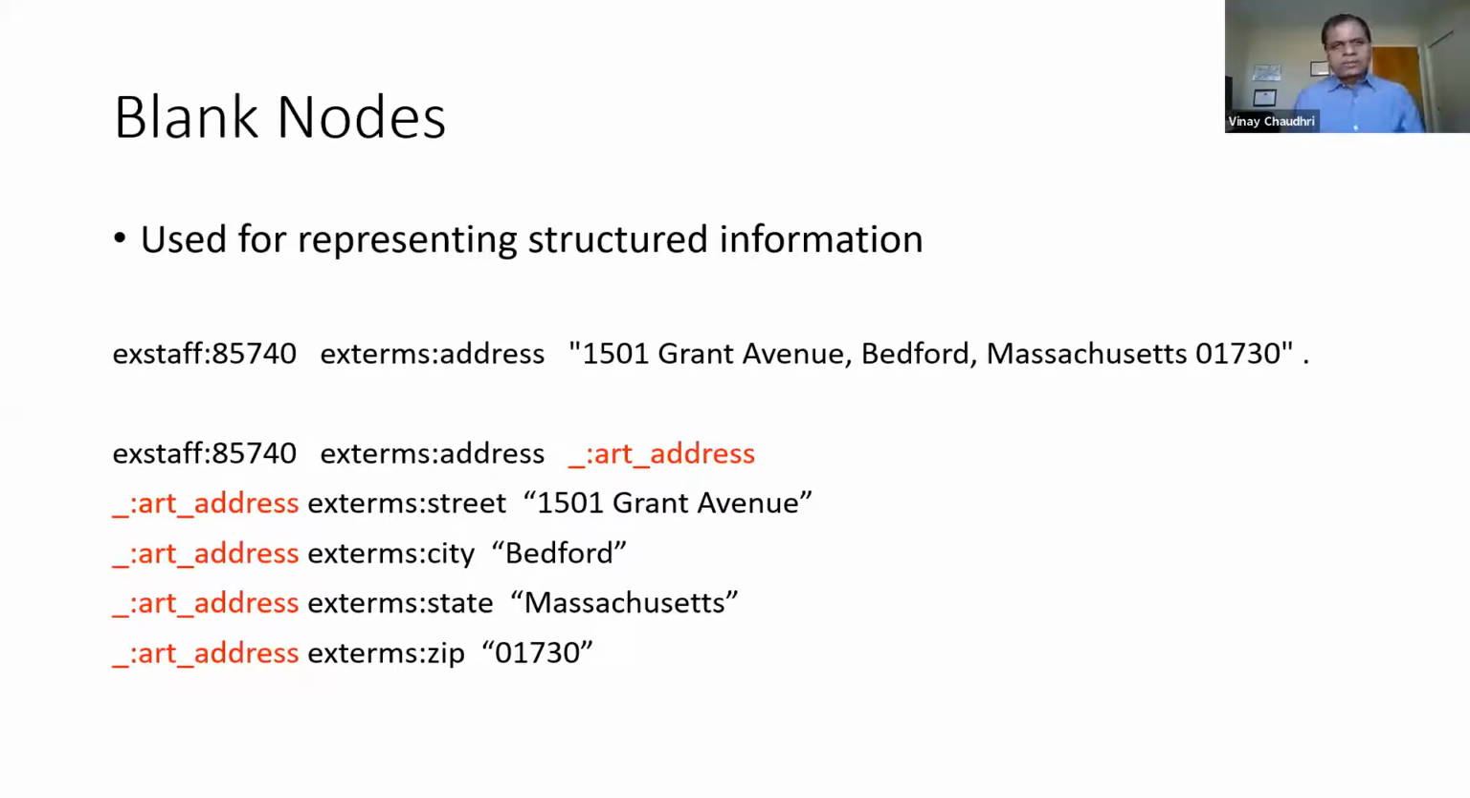Let's now talk about blank nodes in RDF. One of the use cases for using blank nodes is to represent structured information. A concrete example of that situation is, let's say we have a triple in which we are coding the address. In the triple shown here, the address 1501 Grant Avenue, Bedford, Massachusetts, is represented as a string. But now we are actually interested in capturing the components of the address separately. So we want street, city, state, and zip represented separately.